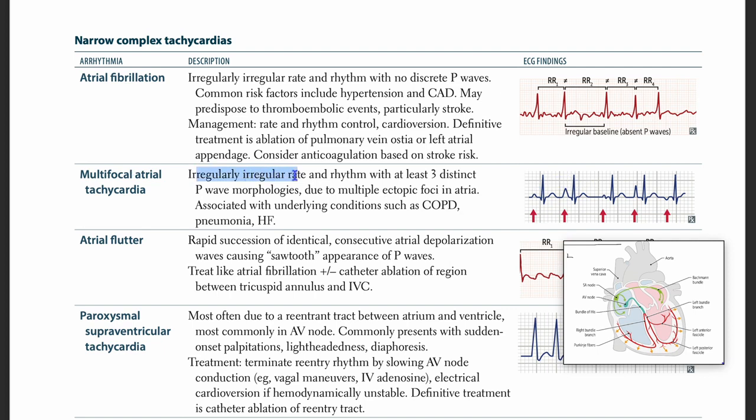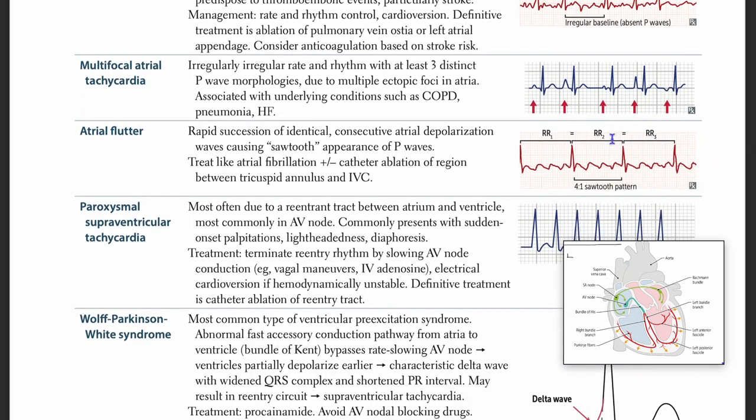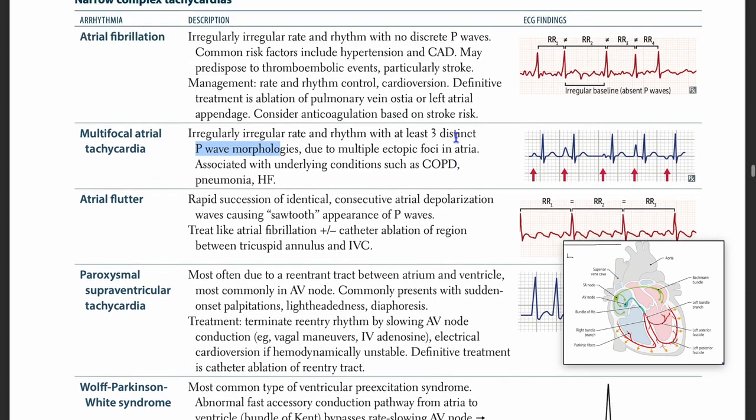Okay, so irregular rate and rhythm with at least 3 distinct P wave morphologies due to multiple ectopic foci in atria. It's associated with underlying conditions such as COPD, pneumonia, and heart failure. Okay. Sorry. Okay, so P waves will be short, tall, inverted, whatever in this.